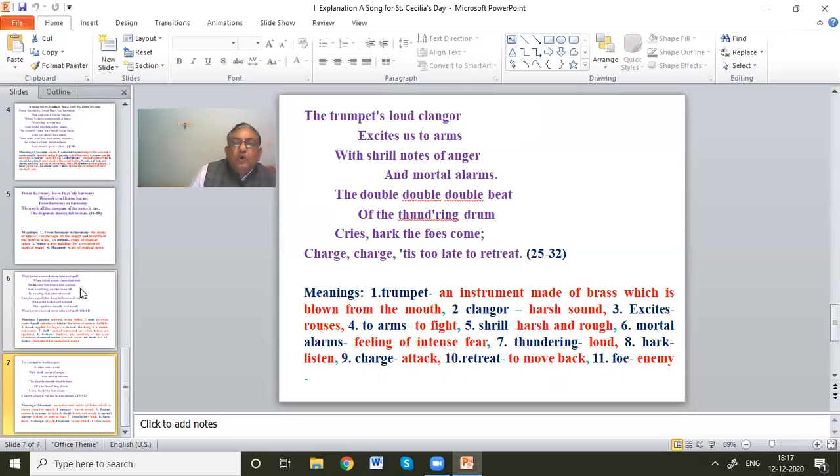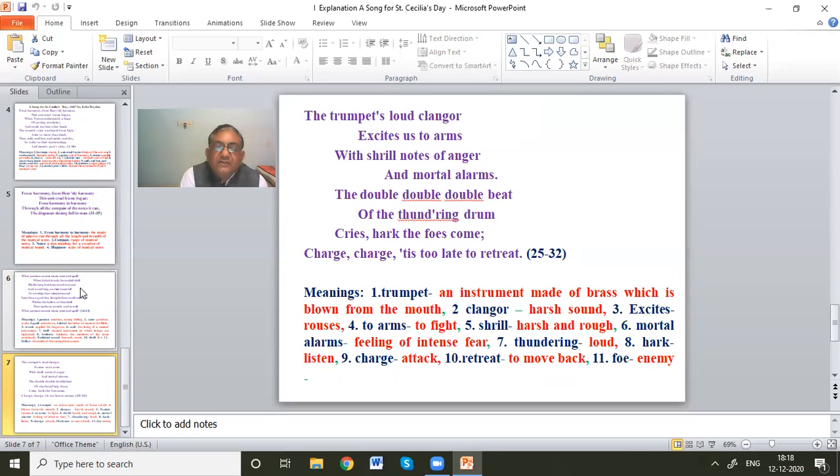With shrill notes of anger, with a very shrill, harsh and rough sound, it fills the listener with anger and mortal alarms. Mortal alarms means intense fear. They are filled with intense fear and they become ready to fight the enemy. So the trumpet's music produces the feeling of fighting against the enemy.